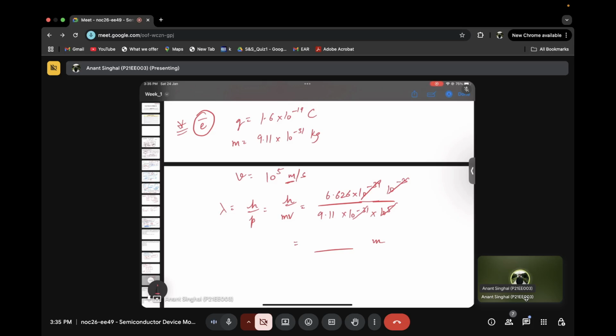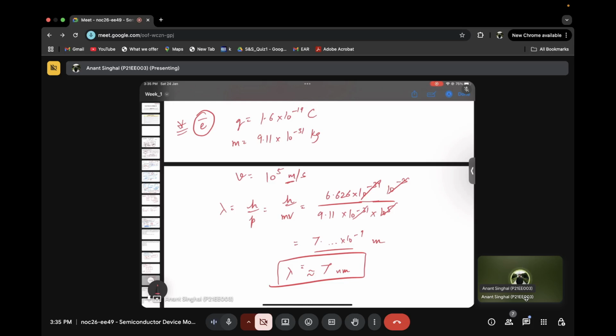Okay, so it should come out to be 7 point something times 10 to the power minus 9, which is approximately 7 nanometer. So we have a certain wavelength, right? So can we call electron a particle? And it is behaving like a wave because it has a certain wavelength, which is in a particular order. 7 nanometer is actually a wavelength.